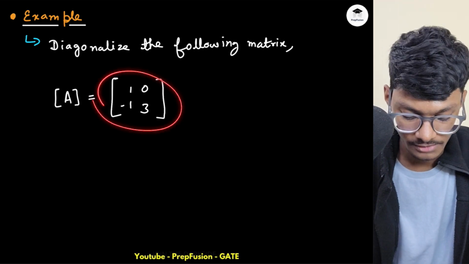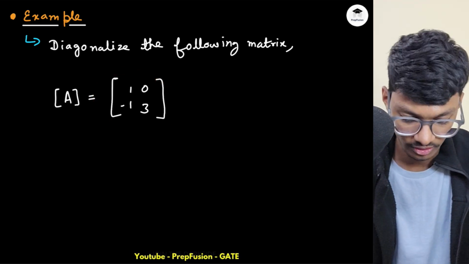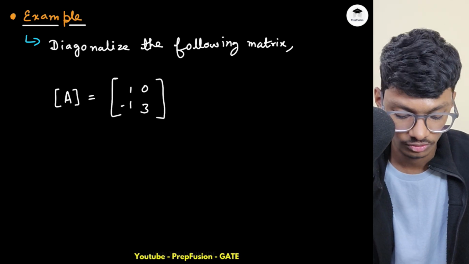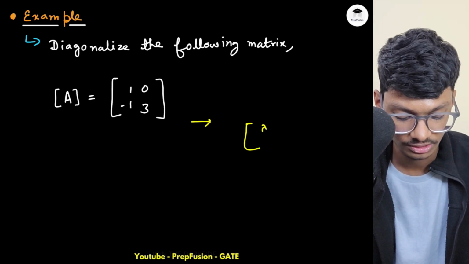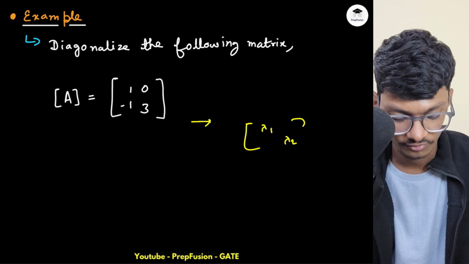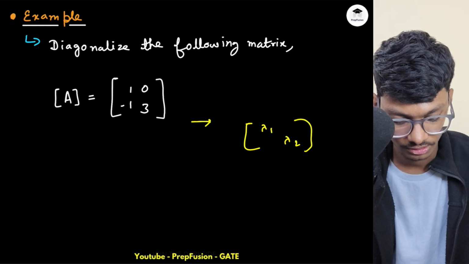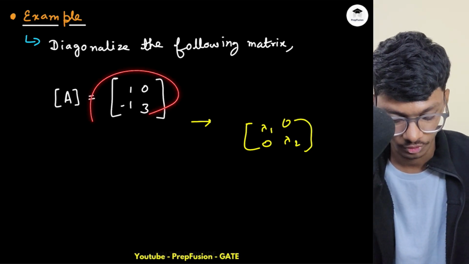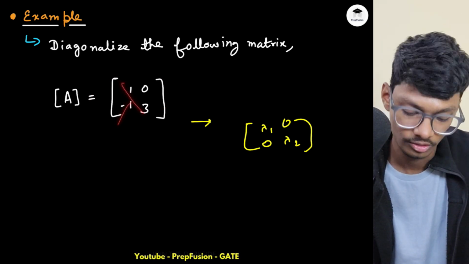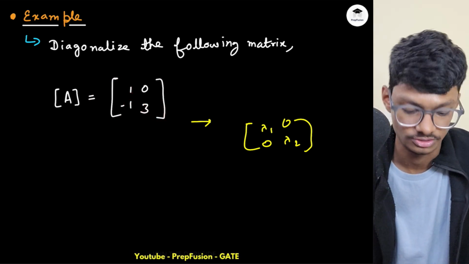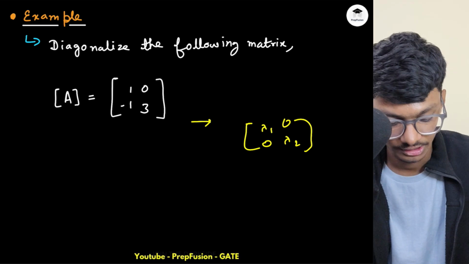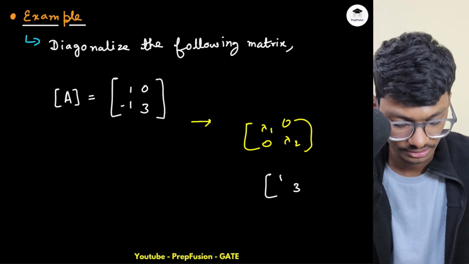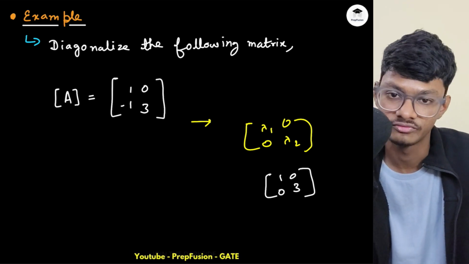Now here they are asking us to diagonalize. So what will we do? Anyway, you know that after diagonalizing there will be lambda 1, lambda 2, and from the question itself, it is a lower triangular matrix. So lambda 1 is 1 and lambda 2 is 3. So it is simply the diagonal matrix. We are expecting something like this, and let's see if that is correct or not.